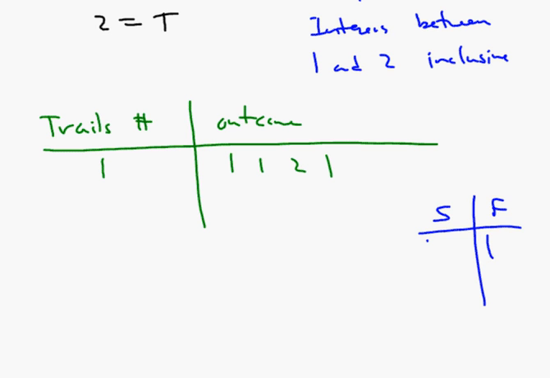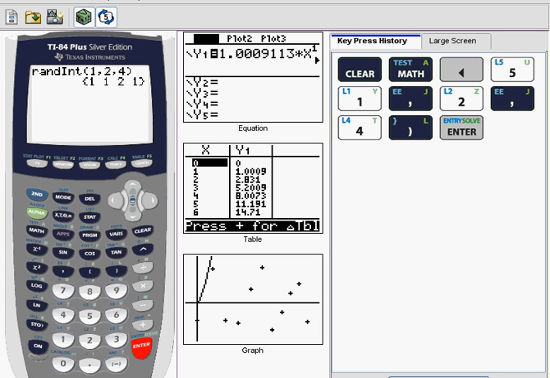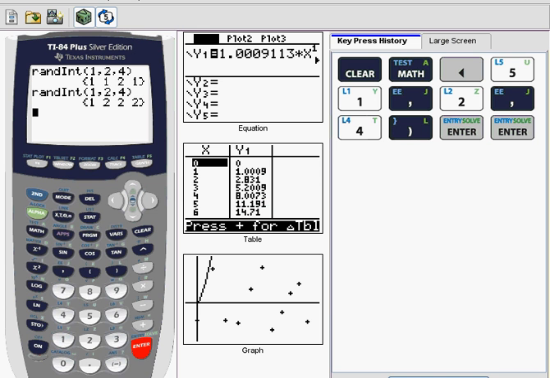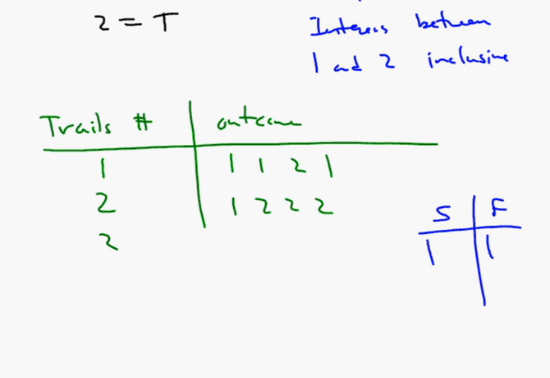Okay, so let's go back to the calculator. We hit enter. Here we go. We've got 1, 2, 2, 2. So here's trial number 2. We got 1, 2, 2, 2. That's a success. We got at least 2 tails. So what we need to do now is quite a few more of these to see what's happening. Let's hit enter one more time. Okay, and then we've got 1, 1, 2, 2. So trial number 3 gave us 1, 1, 2, 2. That is a success. We had 2 tails.